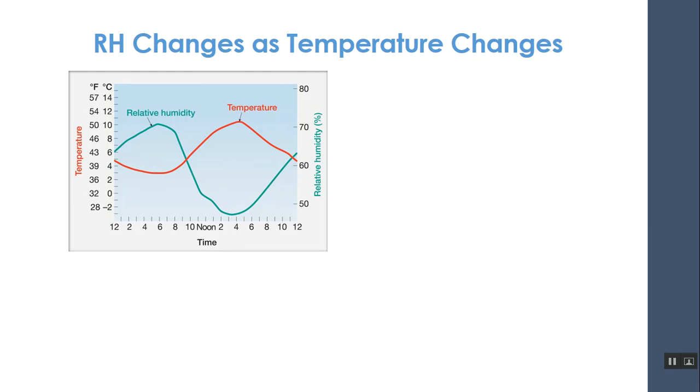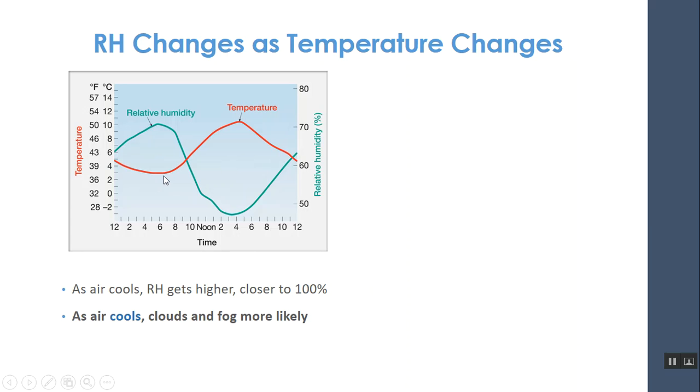And so again, relative humidity changes as temperature changes. As air cools, and here's a little graphic showing temperature, relative humidity gets higher. It gets closer to 100% because that cool air can hold less water. And as air cools, clouds and fog are more likely to form. So in the morning, when the air is cool, you're more liable to see more clouds and more fog, as opposed to a hot summer afternoon, where we might see less.